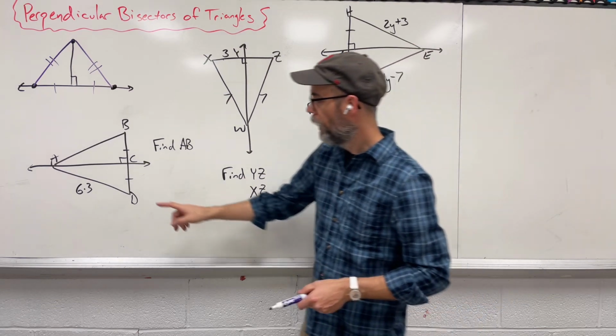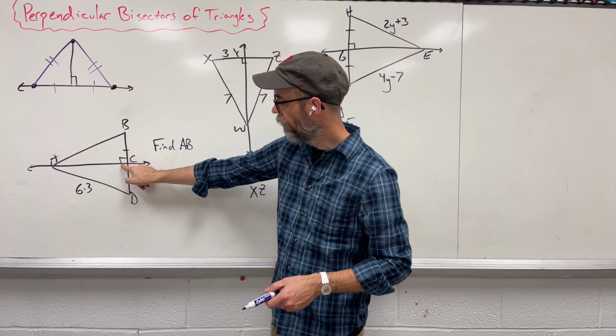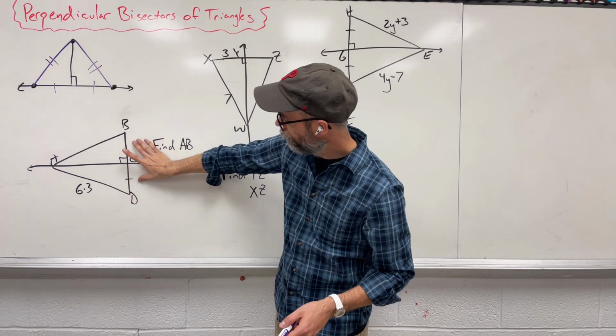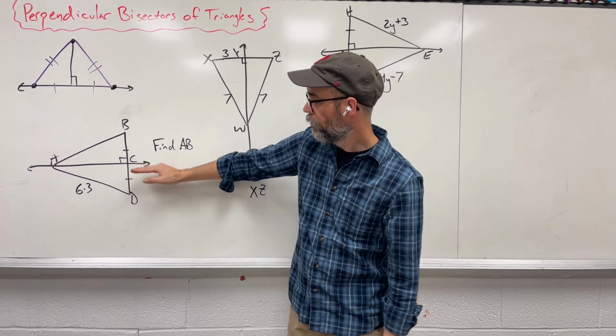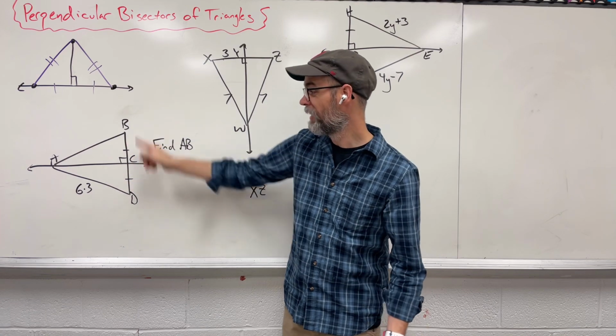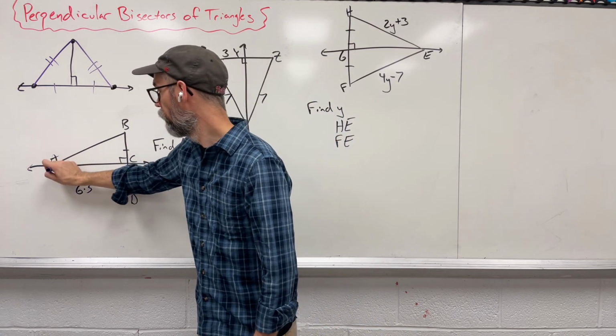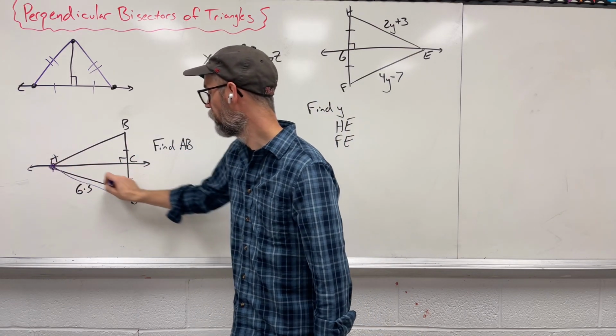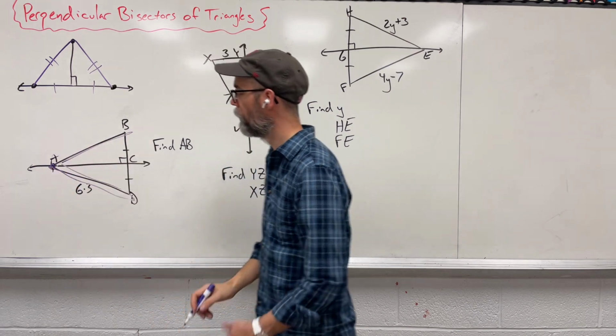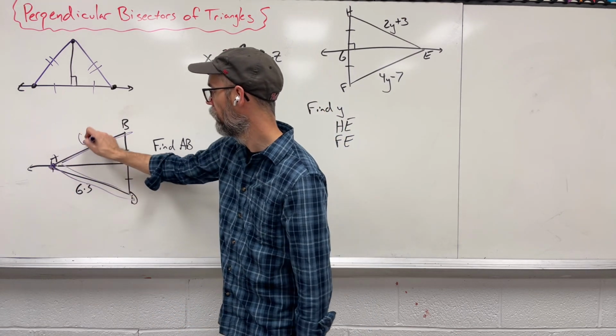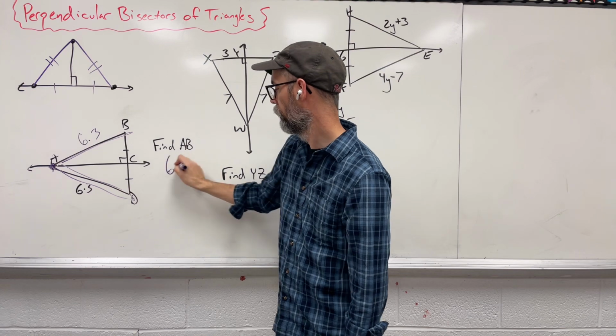So first one, I know I have a right angle here. These two sides are congruent, so we have a perpendicular and it bisects this whole thing. So this distance from A to D is going to be the same as A and B. So that's 6.3, that's 6.3.